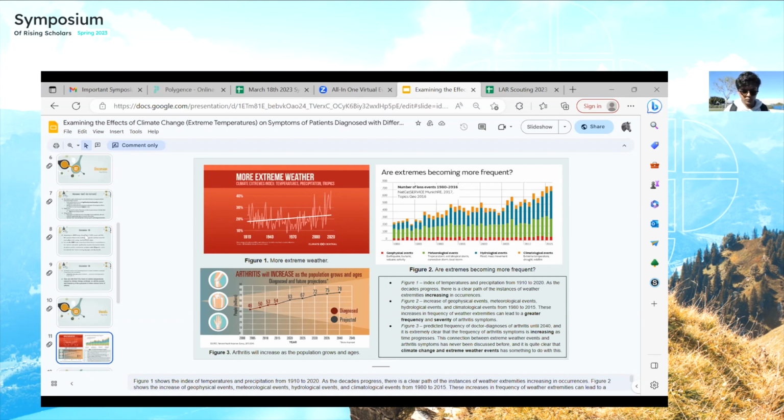And what my research is showing is that this is due to the fact that climate change is causing this. As climate change worsens, this will also worsen, and it's being proven by doctor diagnosis.